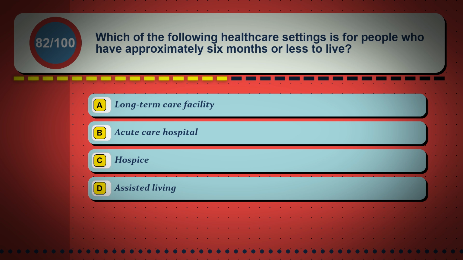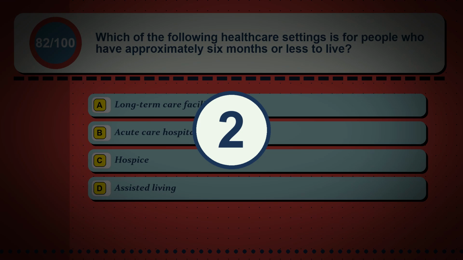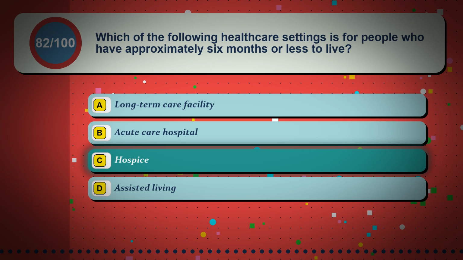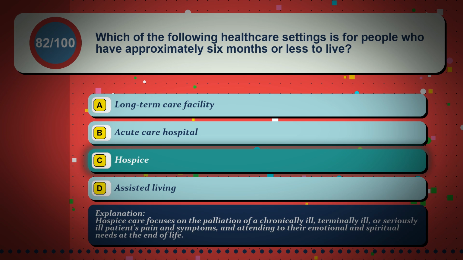Question 82. Which of the following healthcare settings is for people who have approximately 6 months or less to live? Option A, long-term care facility. Option B, acute care hospital. Option C, hospice. Option D, assisted living. The correct answer is option C, hospice. Hospice care focuses on the palliation of a chronically ill, terminally ill, or seriously ill patient's pain and symptoms, and attending to their emotional and spiritual needs at the end of life.